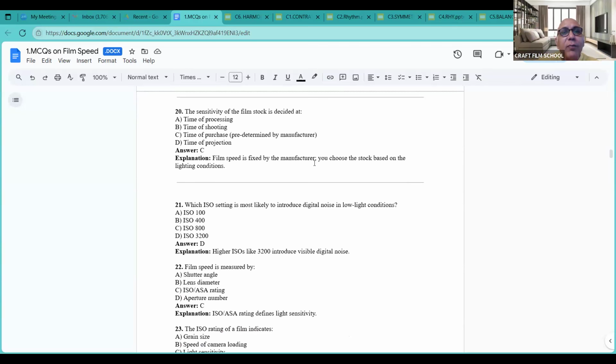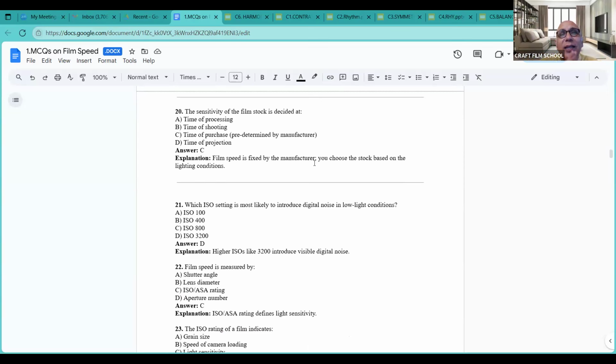The sensitivity of film stock is decided at... now this is again a history of negative question. The sensitivity of a stock is decided at the time of manufacturing. It is not decided at the time of processing, shooting or projection. No, it is decided at the time of manufacturing.